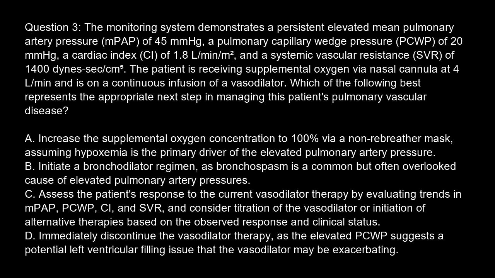Option A. Increase the supplemental oxygen concentration to 100% via a non-rebreather mask, assuming hypoxemia is the primary driver of the elevated pulmonary artery pressure. Option B. Initiate a bronchodilator regimen, as bronchospasm is a common but often overlooked cause of elevated pulmonary artery pressures.